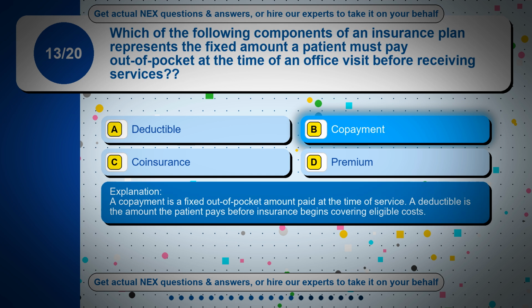A co-payment is a fixed out-of-pocket amount paid at the time of service. A deductible is the amount the patient pays before insurance begins covering eligible costs.